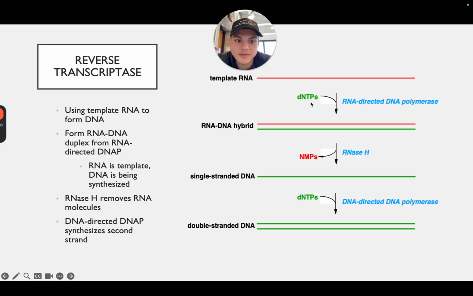And so as you can see here, we have dNTPs, we have RNA-directed DNA polymerase, and what's going to end up happening is we form an RNA-DNA duplex from the RNA-directed DNA polymerase. So that's what this is right here. We form our RNA, which is in red, and the DNA is in green. And then from there, we have RNase H, which is going to basically degrade our RNA strand, and then we now have a single-stranded DNA. But what ends up happening is that DNA-directed DNA polymerase is going to come in and, using new free nucleotides, is going to form the double-stranded DNA.